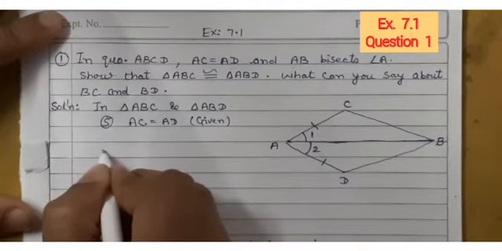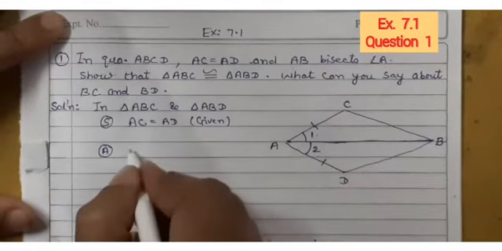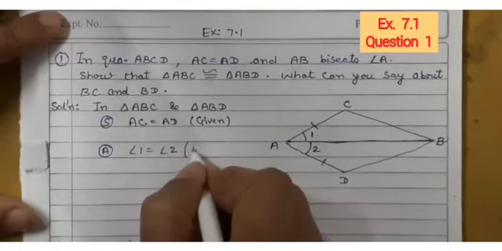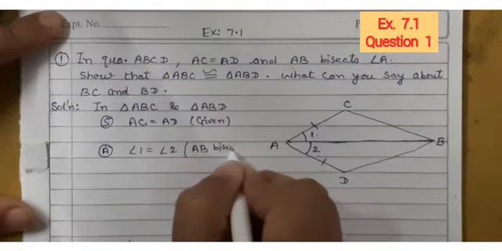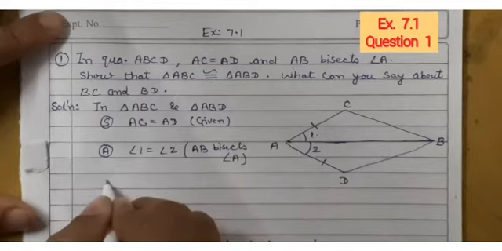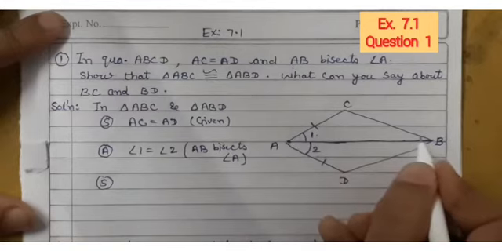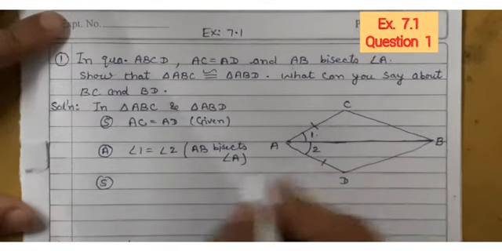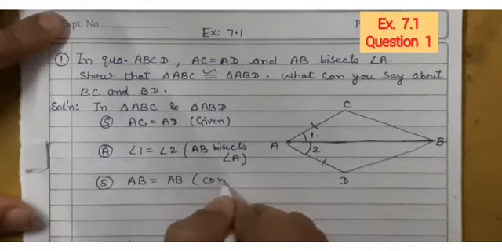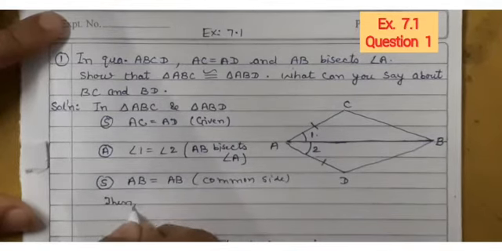Okay. Second thing, one angle. Which angle? This angle 1 is equal to angle 2. What is the reason? AB bisects angle A. That is why both parts should be equal. And third thing, I am taking one side. This for triangle ABC and ABD. AB is common. So I am writing AB equal to AB. This is common side.